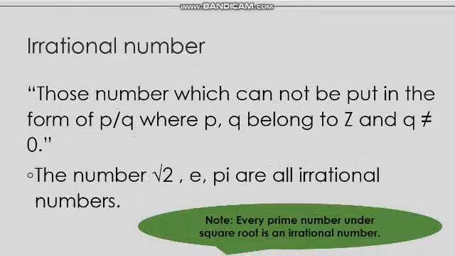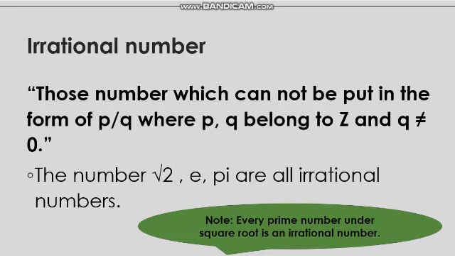Secondly, we will discuss irrational numbers. Obviously, a number which does not fulfill the rational definition and which cannot be put in the form of p by q is called an irrational number. Like you can see here, the number under root 2, also the exponential e, and pi. The value of pi is 22 by 7, and when you convert it into decimal form, it's an irrational number. And here is the note: every prime number under square root is an irrational number.